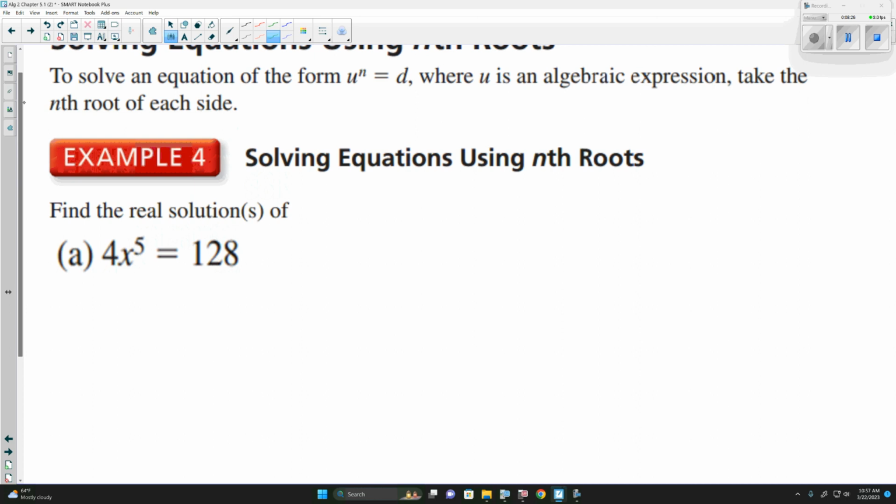Now, the other thing we're looking at today is solving these here. To solve an equation of the form u to the n equals d, where u is an algebraic expression, take the nth root of both sides and solve from there. Now, this is very similar to something we've done before.